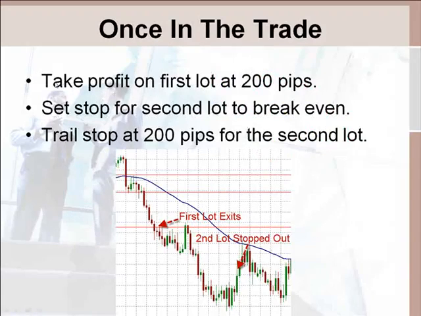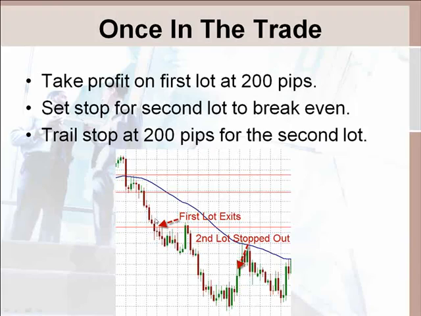And then once you're in the trade, you're going to take profit on the first lot at 200 pips. So assuming that the trade goes in your favor, and hopefully it does, you're going to set a take profit level on one lot at 200 pips. And when you get your first lot taken out and it's profitable, we're going to set the stop for the second lot to the break-even point. So you would move this line up here and set your stop at 0, or at the entry point for your second lot that you've left in the trade.